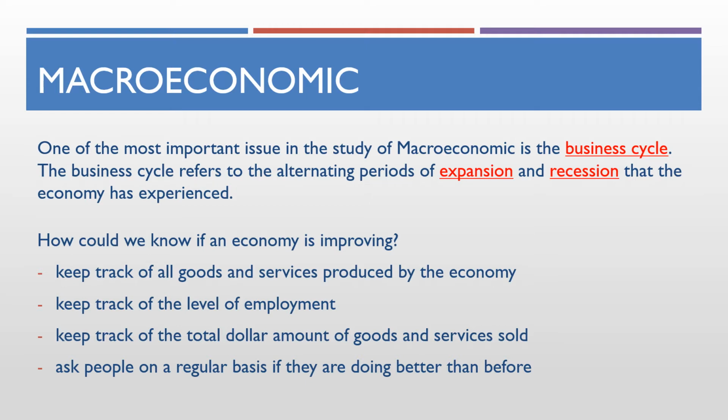But the problem is, how are we going to tell whether the economy is going up or going down? There are a number of things that we can track in the economy. For example, we can track the total number of goods and services produced in the economy. During the good times, obviously, we produce more goods, and during the bad times, we produce fewer goods.